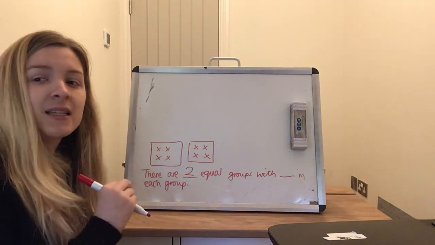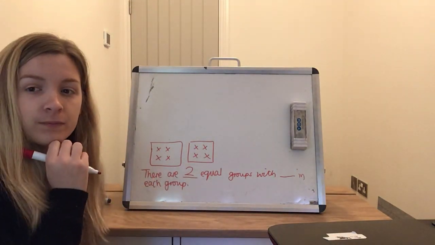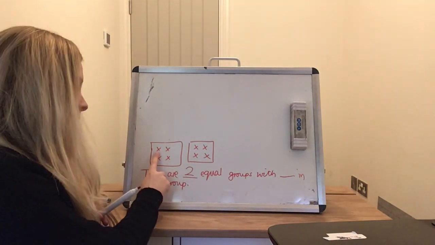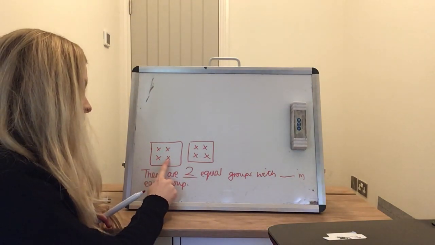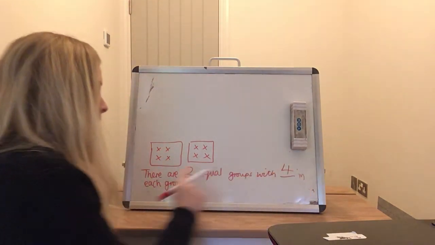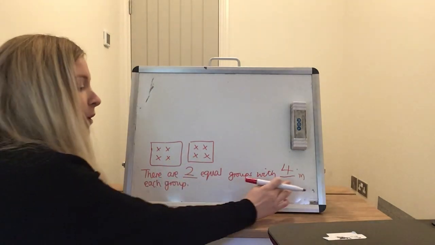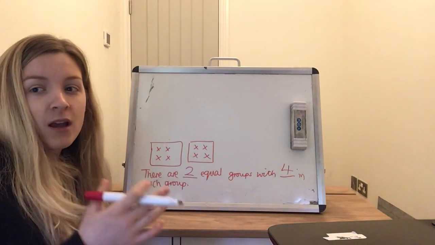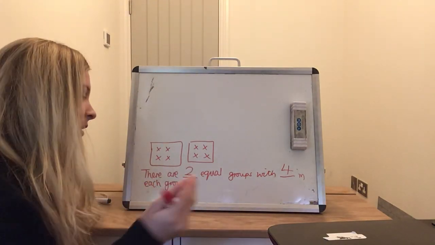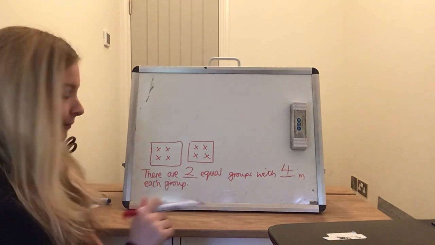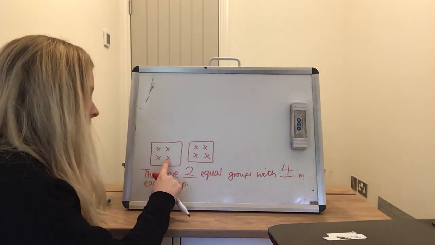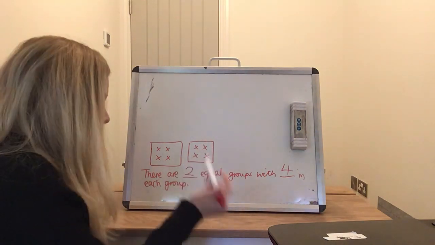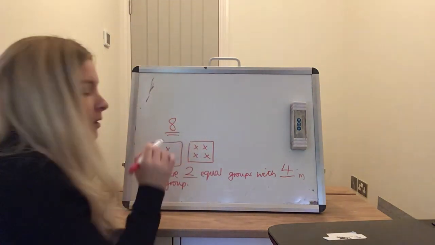How many is inside each of them? How many is inside each group? Let's count. 1, 2, 3, 4. There are 2 groups with 4 in each one. Okay? How many are there all together? How many crosses are there all together? Let's count. 1, 2, 3, 4, 5, 6, 7, 8 all together. There are 8 in this one as well.